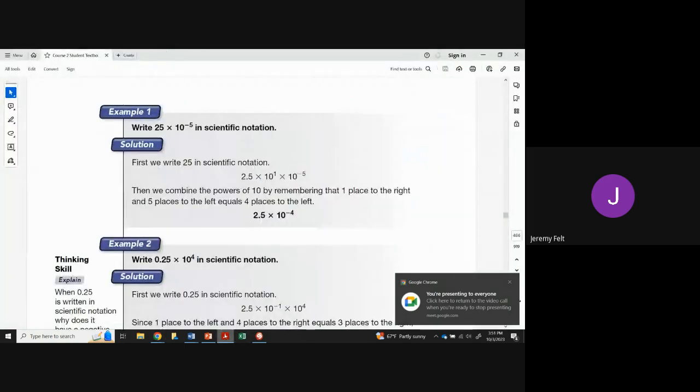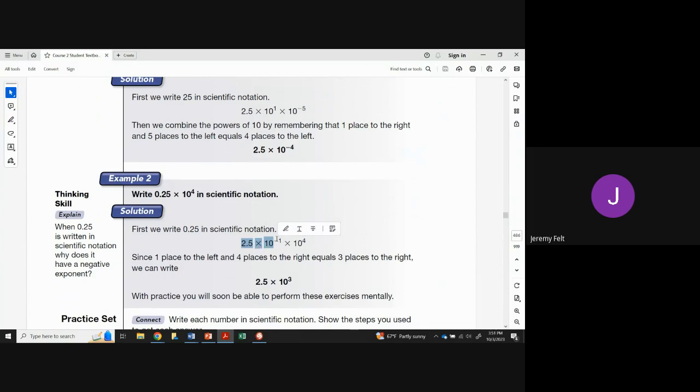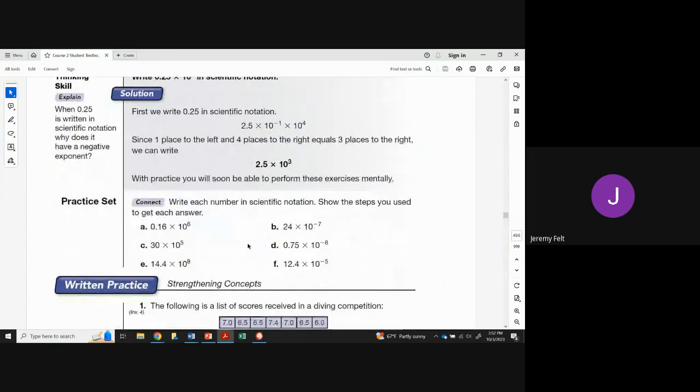And again, we can think of 0.25, we could write that in its own scientific notation if that helps you to write it out. 2.5 times 10 to the power of negative 1. Again, 4 minus 1 is 3. So we took 1 away from that exponent, kept it equivalent, but it's now in proper scientific notation.